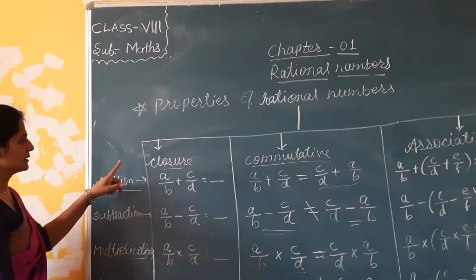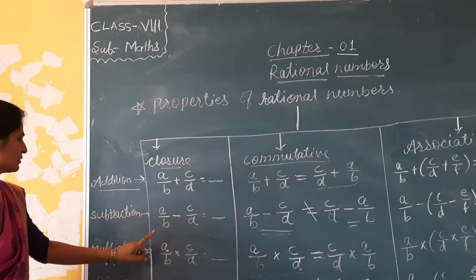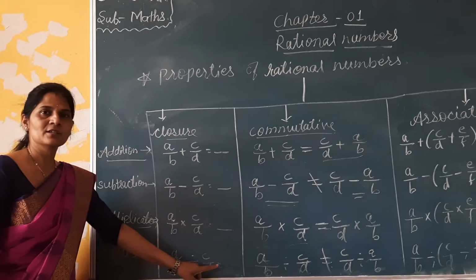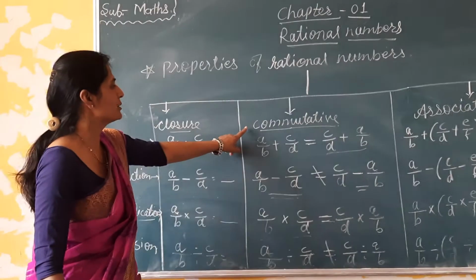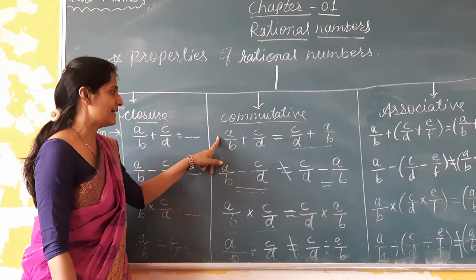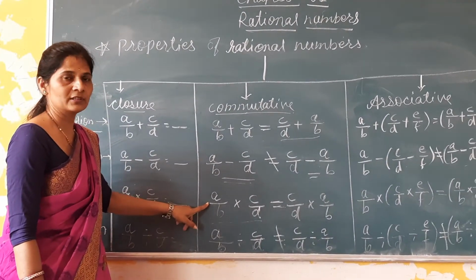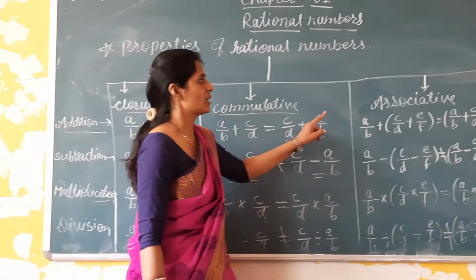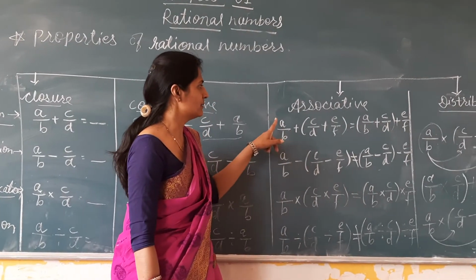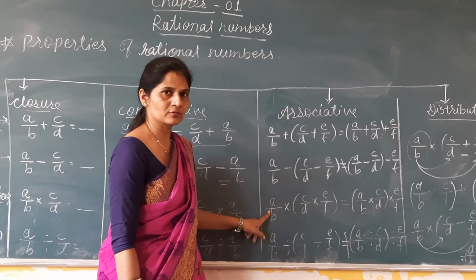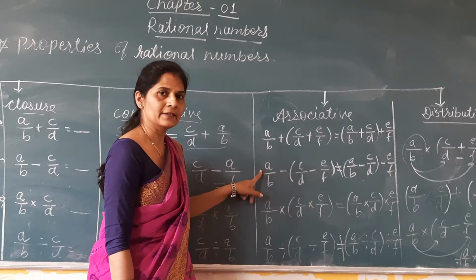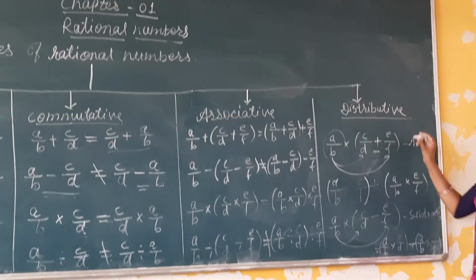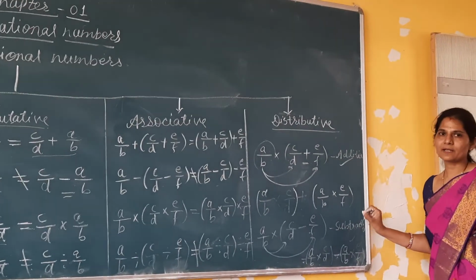Rational numbers are closed under addition, subtraction, multiplication and division, but in division, except 0, it is not applicable. Now commutative property is applicable in addition and multiplication only. It is not applicable in subtraction and division. Now associative property is applicable in addition and multiplication only. It is not applicable in subtraction and division. And distributive property is applicable in addition and subtraction.